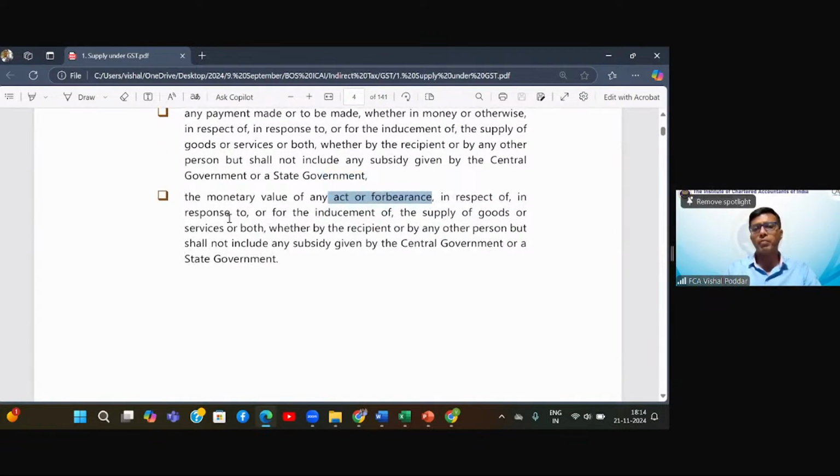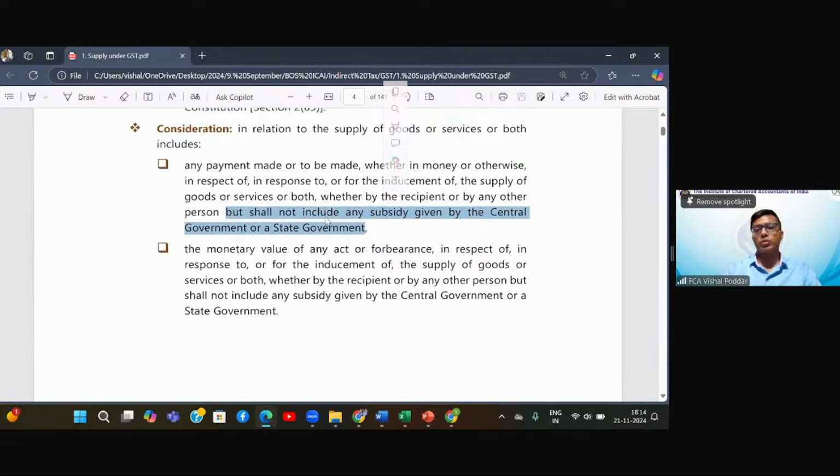Now, what is very important in the definition of consideration in both these clauses is that it will not include subsidy given only by central or state government. So if any part of the consideration is payable by the central or state government because they have given some subsidy in price, that you will not consider.